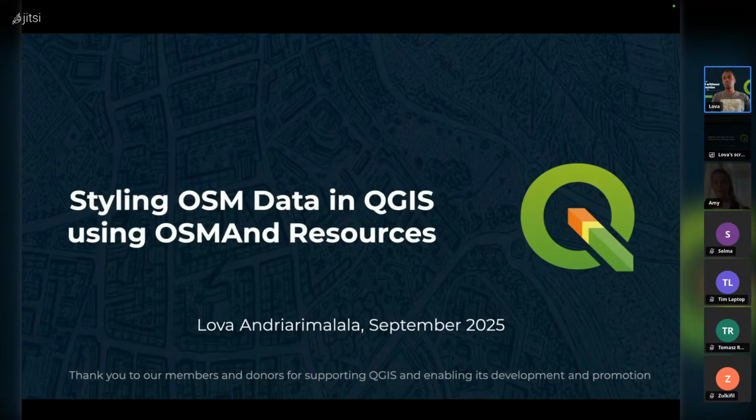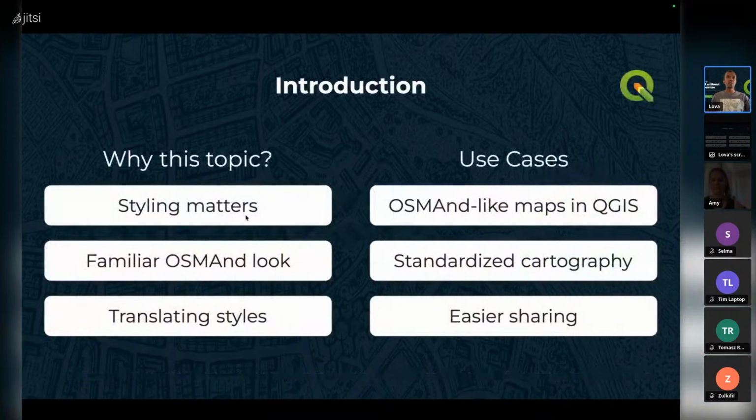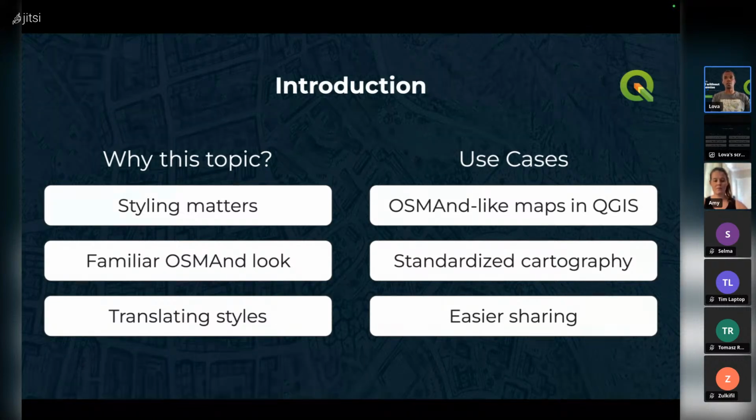So in today's presentation, I decided to go with styling OSM data with QGIS using OSMAnd resources. So let's dive in. So to start with, styling isn't just cosmetic. It also improves readability and user recognition. And OSMAnd, the mobile app, has already polished visual language. So by bringing those colors and icons into QGIS, we leverage existing open source work instead of reinventing.